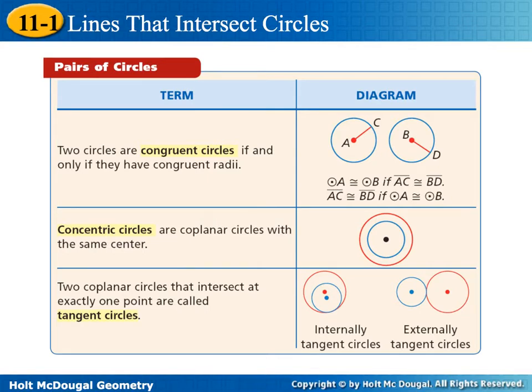So if the radius of this is 2 and the radius of this is 2, they're congruent circles. If the radius of this was 1 and the radius of this was 3, they are not congruent. So same radius. The radius is what depends on how big the circle is.